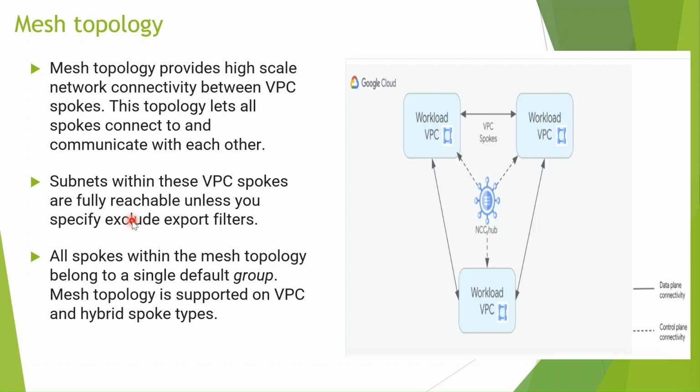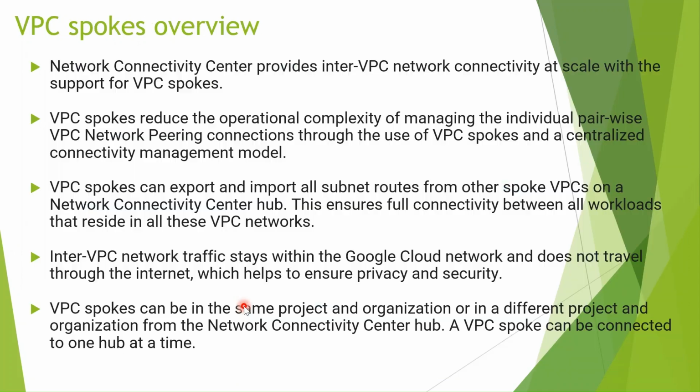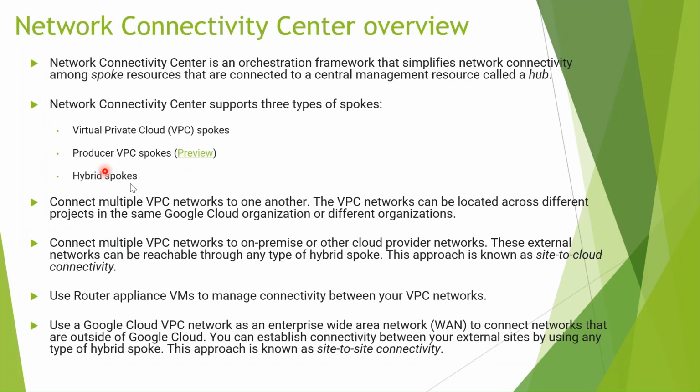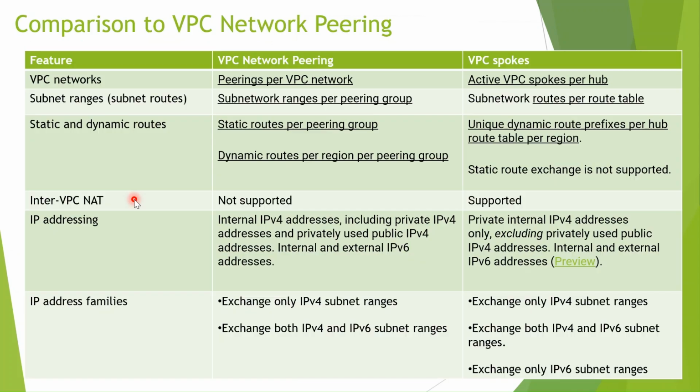Suppose you want a specific subnet to not be reachable by another VPC, and you want that subnet to be reachable only within its own VPC. So we can create some export filters. We will see how to do that. And all spokes within the mesh topology belong to a single default group. There is only one group. In the star topology, there are two groups, which we will talk about later on. And mesh topology is supported on VPC and hybrid spoke types. As I've told you, VPC spokes and hybrid spokes, these two only support mesh topology.